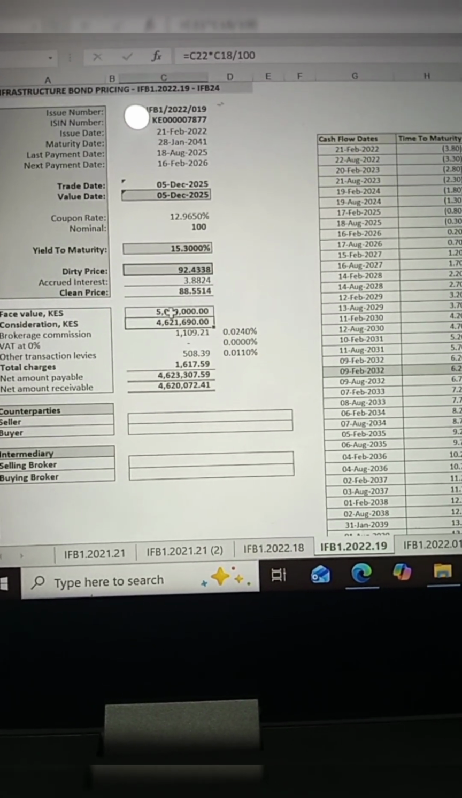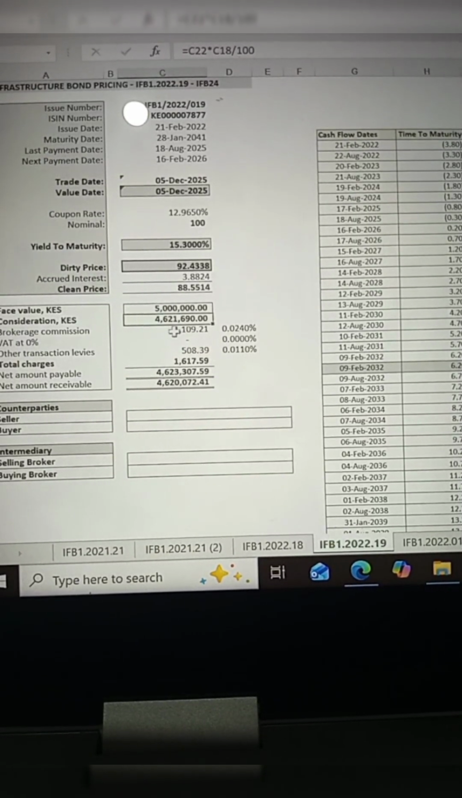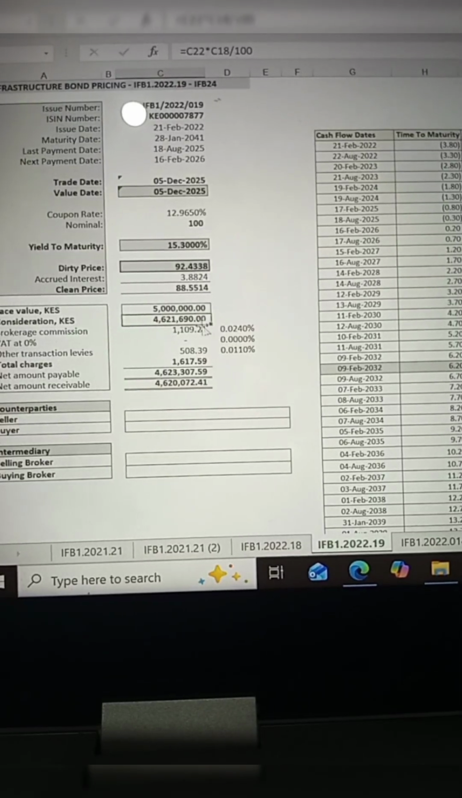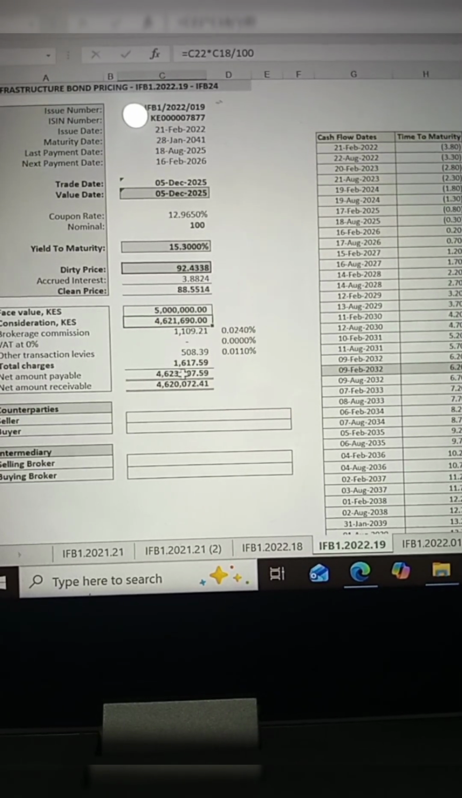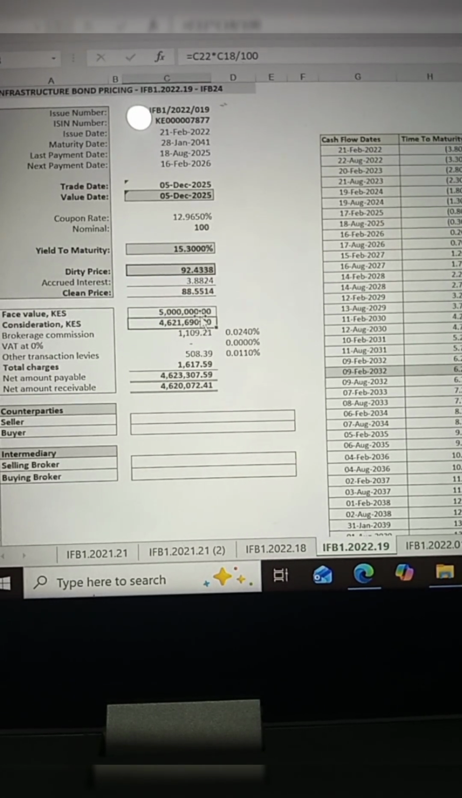So in his or her portfolio, the bond will read 5 million. Even the coupon of 12.96 will be calculated on 5 million, but he will only have to pay 4.6 million in the secondary market to get this bond worth 5 million.